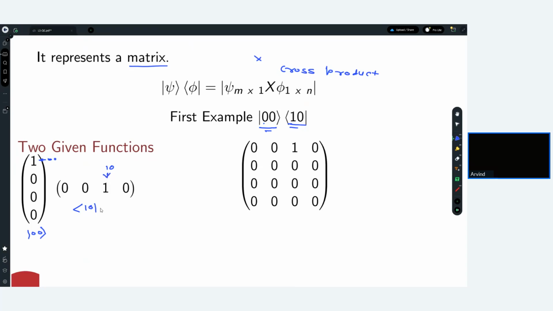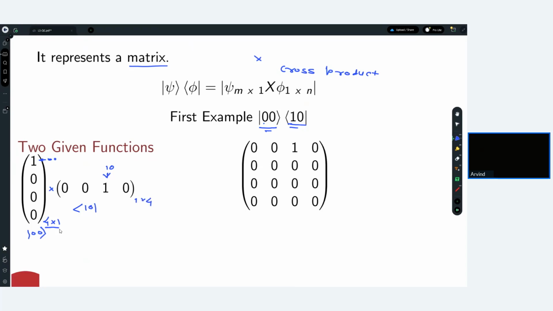And if we multiply these two, we can take the multiplication here, because the number of columns present in the first matrix is 1. The size of the first matrix, or vector, is 4 by 1, and the second is 1 by 4.